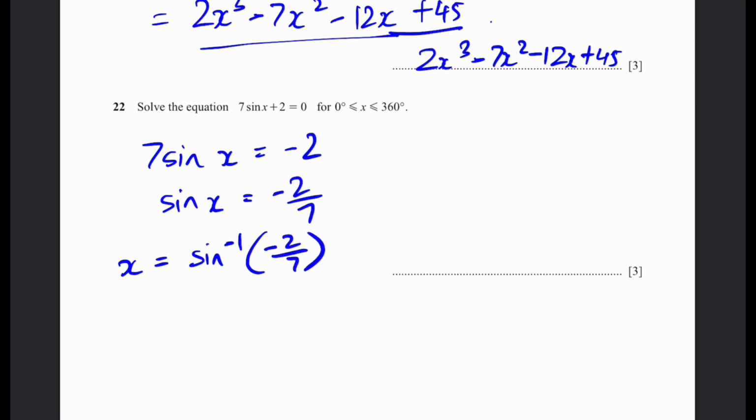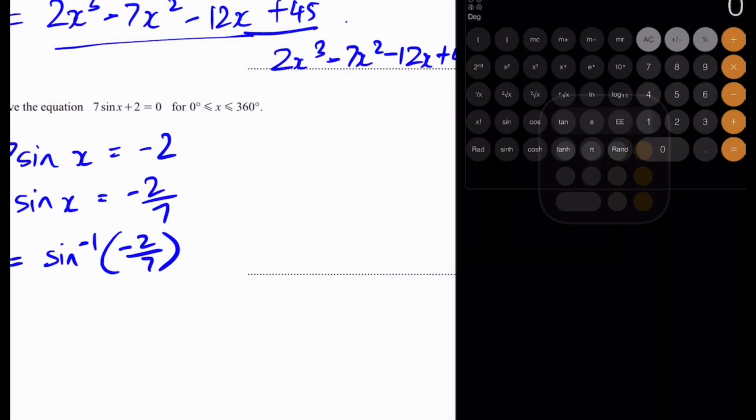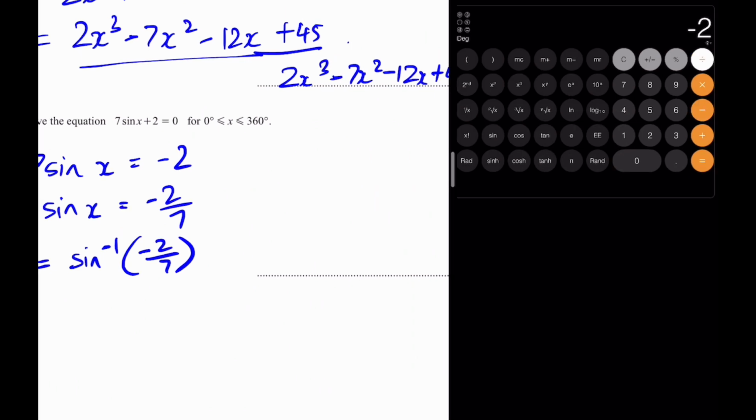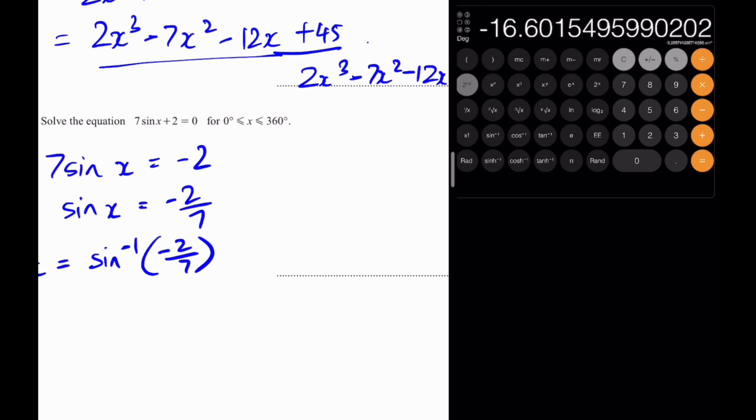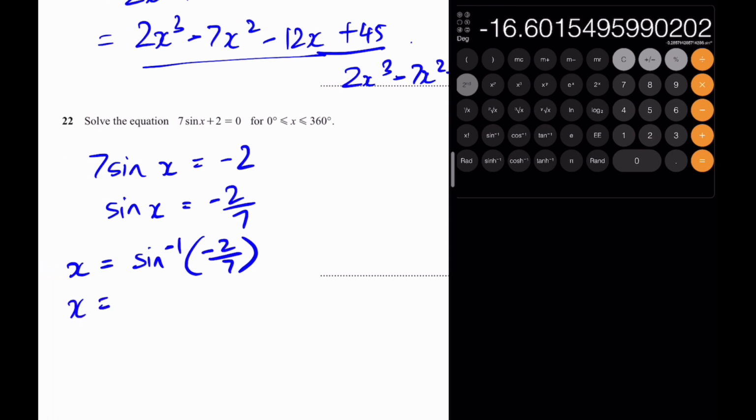Now finally we can get our calculator out. There we go. Minus 2 divided by 7. We get this. And now we do sine inverse to get minus 16.6. So x equals minus 16.6 degrees to 1 decimal place. We cannot have negative angles though, right?